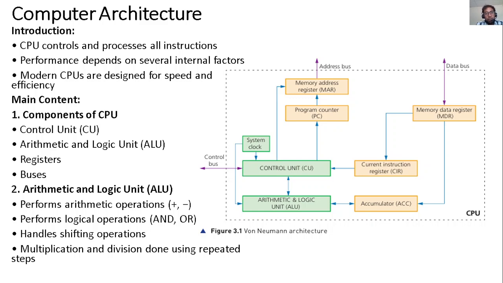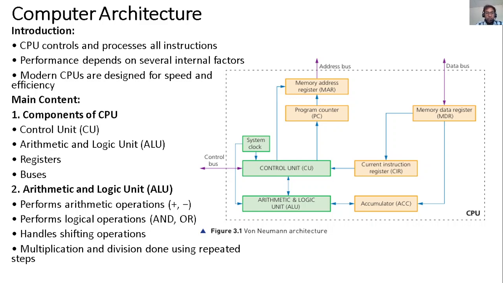The purpose of the CPU is that it processes all the instructions and the overall working of our computer, and it is designed for speed and efficiency. Let's see the main components of the CPU. The CPU has main components: the control unit, arithmetic logic unit, registers, which are the memory unit, and buses.